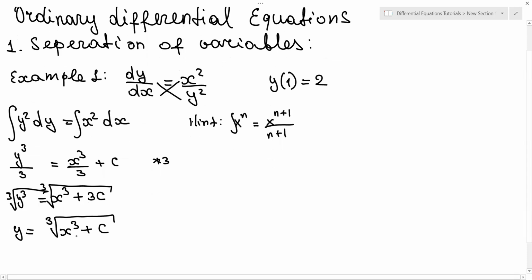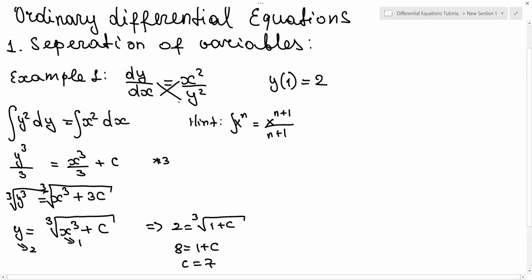So how can we find c here? We have the values of both sides. This is our initial value, so we put 1 for x and 2 for y. From this, we have 2 is equal to the cube root of 1 plus c. If we cube both sides, we have 8 is equal to 1 plus c, and c is equal to 7.